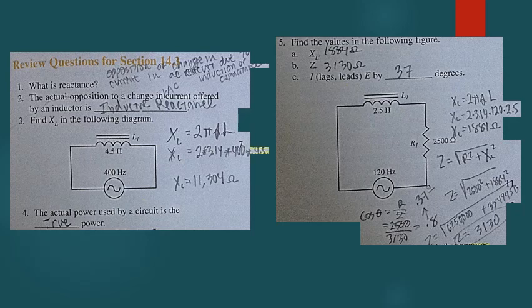When you square those two under the square root, we get 6,250,000 plus 3,549,456, and ultimately we get, when you add those two and square root it, an impedance of 3,130, and that is measured again in ohms.